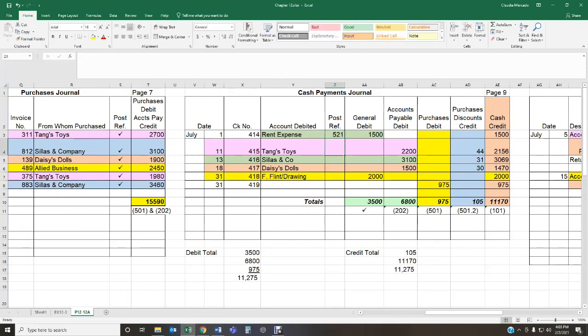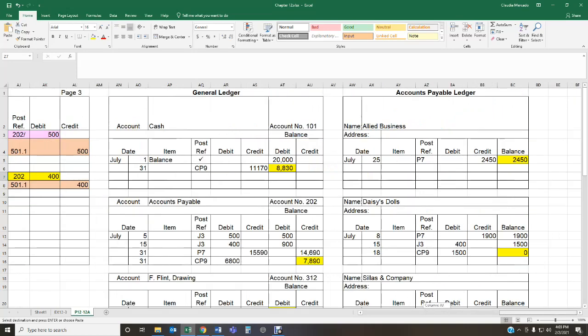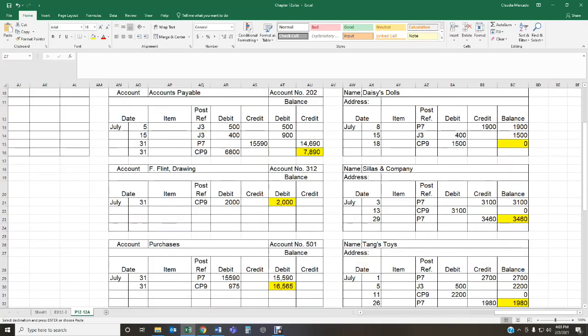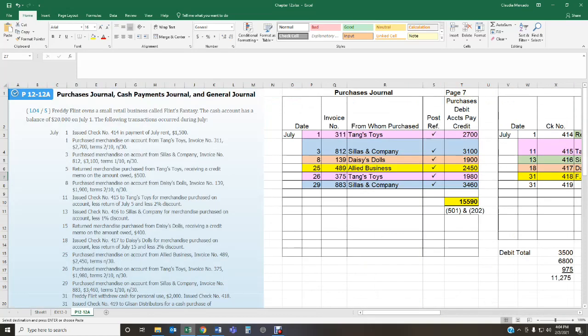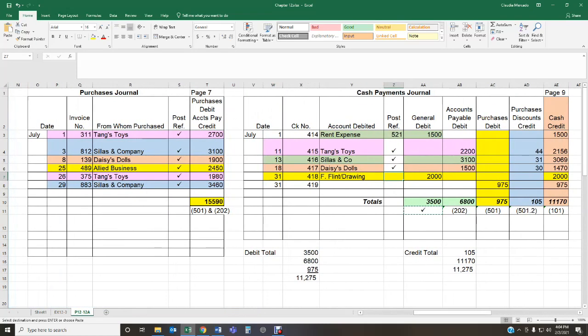Now for Tang's Toys, CS and Company, and Daisy's Dolls, we're going to notate them with the check mark that those have been entered into the respective ledger accounts. And then Flint Drawing, these don't have their own account. That's why we're not putting an account number. But the drawing account does have its own account number. Let's go locate it. Drawing, it's 312. So we're going to put that 312 over here. That way we can get credit for it.